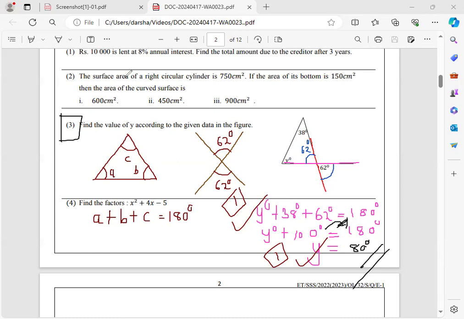So, does anyone need more time for question number 3? Please raise your hands to write down, or else we can move to the next question. Okay, then everyone has written, right? Okay, then we'll move to the next one. So, next one is question number 4.